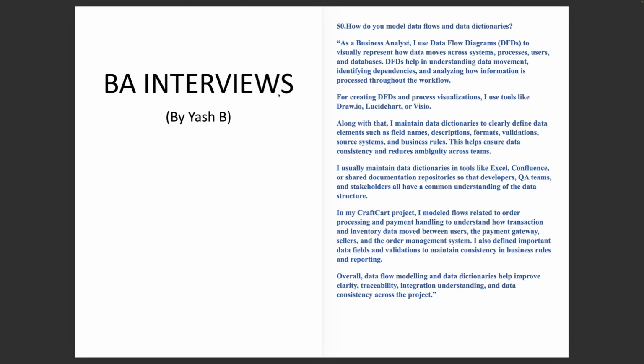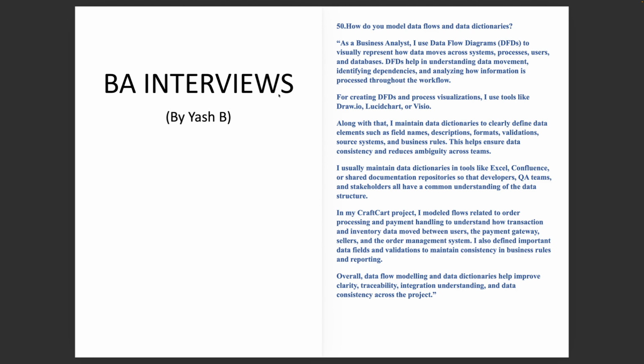Along with DFDs, I maintain data dictionaries to clearly define field names, descriptions, data types, formats, validations, source systems, and business rules. This helps maintain consistency, traceability, and a common understanding across teams. Tools I use are Excel, Confluence, or shared documentation repositories so that development, QA teams, and stakeholders can easily access and understand the data structure. Why is it important? Data flow modeling and data dictionaries help reduce ambiguity, improve integration understanding, support testing, and ensure proper data validation. They are especially useful when multiple systems are interacting.